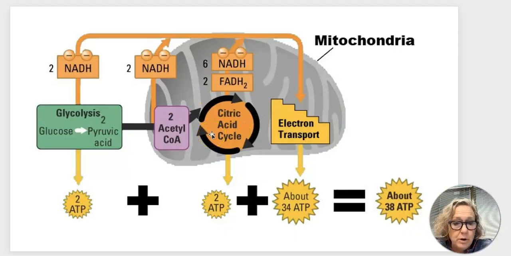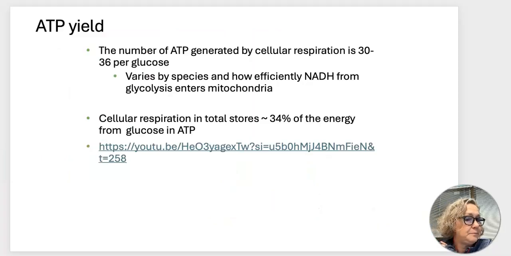Now, also remember that your one glucose molecule makes 2 pyruvic acids. So your 2 pyruvic acids also make 2 acetyl-CoAs. So you get 2 tickets to the citric acid cycle. Okay, you're riding the ride twice.